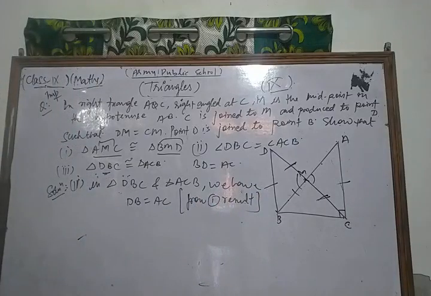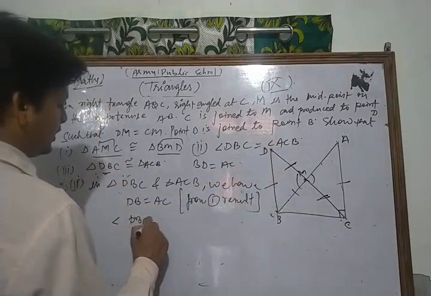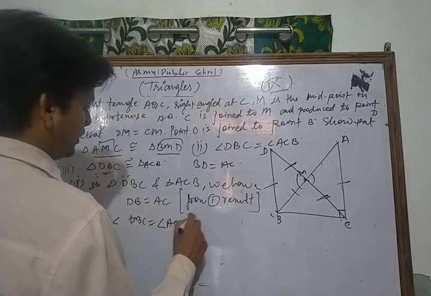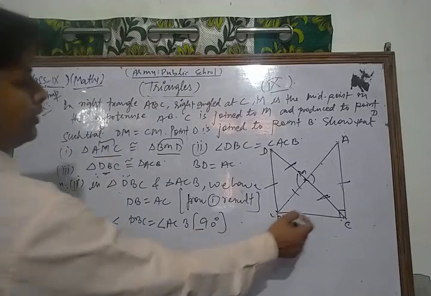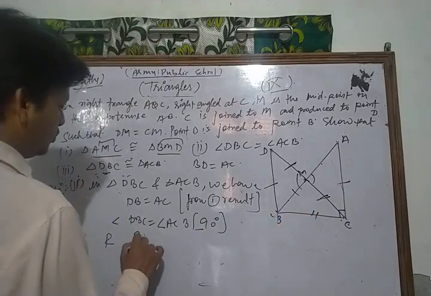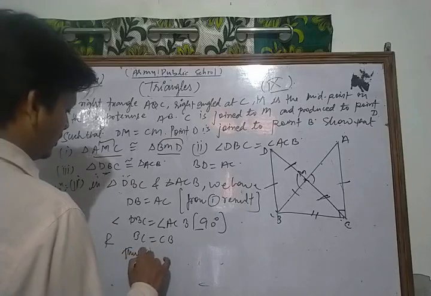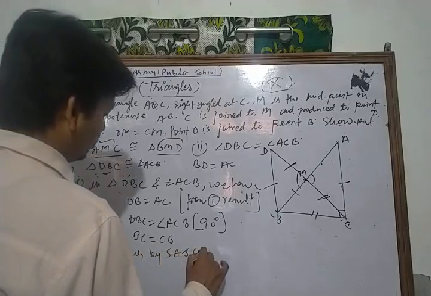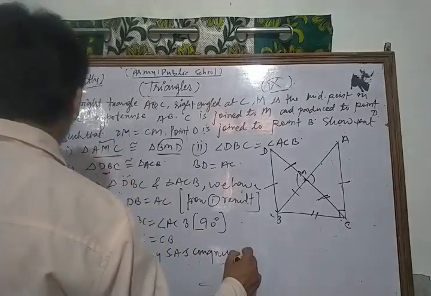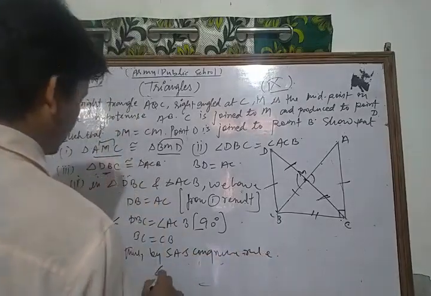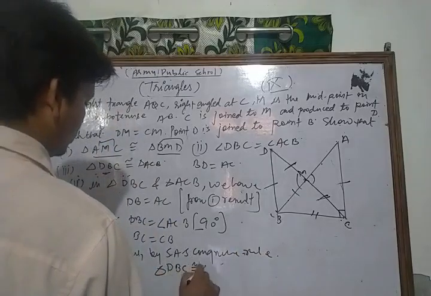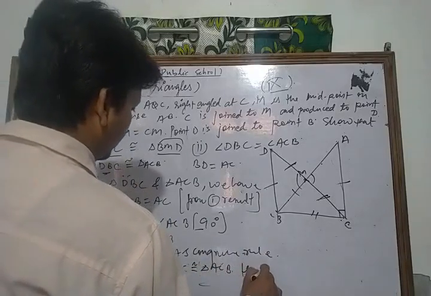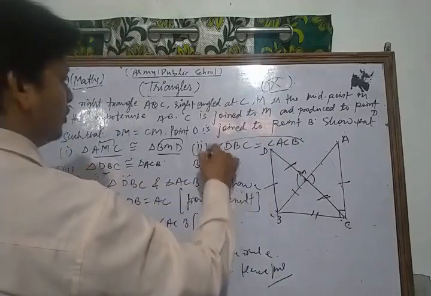DB is equal to AC, and angle DBC is equal to angle ACB. ACB is equal to what? 90 degrees. And second, BC is equal to CB. BC is common in both triangles. Thus, by SAS congruence rule, triangle DBC is congruent to triangle ACB. Hence proved.